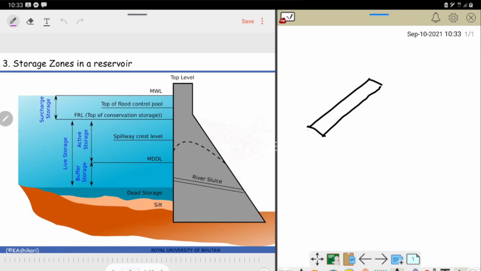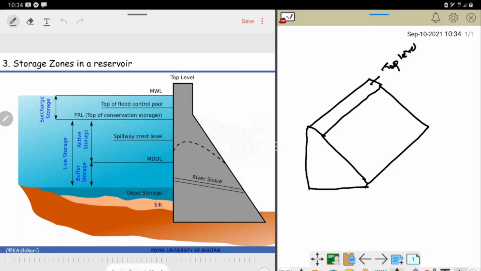Okay, so this is how it looks. If you observe this dam in the real world, this is how it's going to look. So this is the top level, and other zones are reflected. This is the ground, and this is what we call the downstream side of the dam, and here is our reservoir.